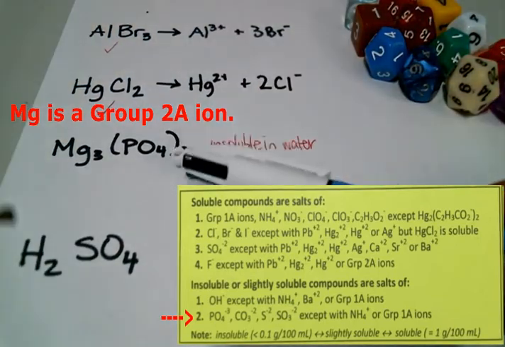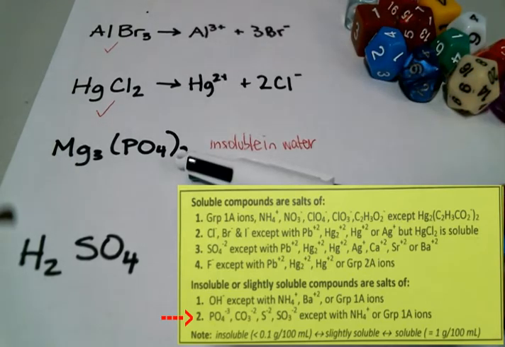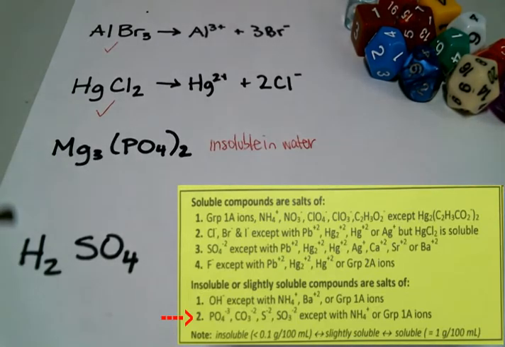Phosphate can be soluble in water when it creates a compound, but in this case, it's not one of the, I guess, preferred cations that phosphate likes to be with so that it can dissolve.